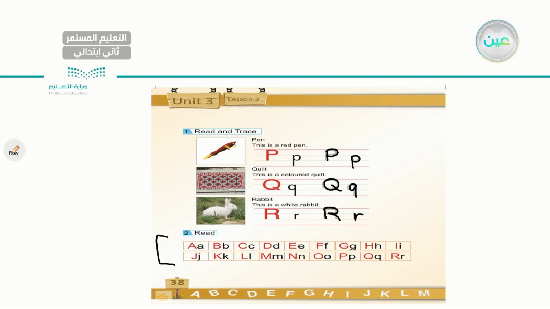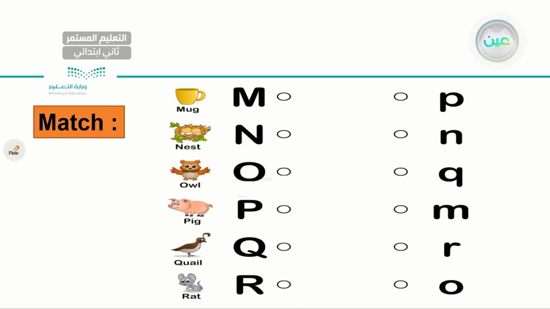Let's read them. A, B, C, D, E, F, G, H, I, J, K, L, M, N, O, P, Q, and R. Very good. These are the letters. Now, let's try to match. As you can see, to your left, I have the capital letters. To your right, I have the small one.